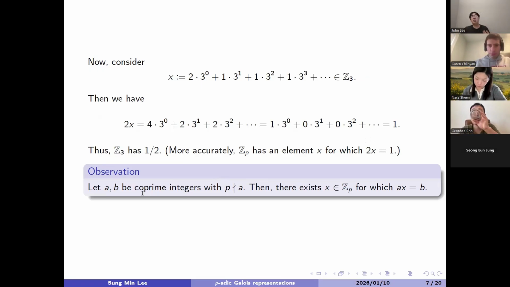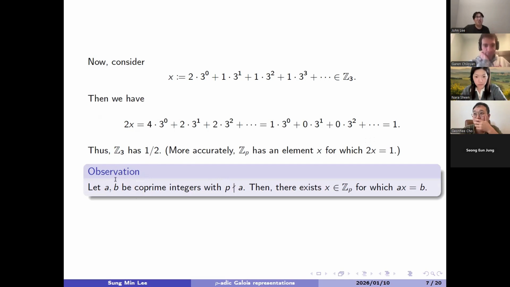So we can interpret this as Z_3 has 1/2, or more accurately, Z_p has an element x that gives 2x equals 1. So Z_p is now larger than simply Z, because Z doesn't have 1/2, but Z_p has 1/2 in the case of p equals 3.